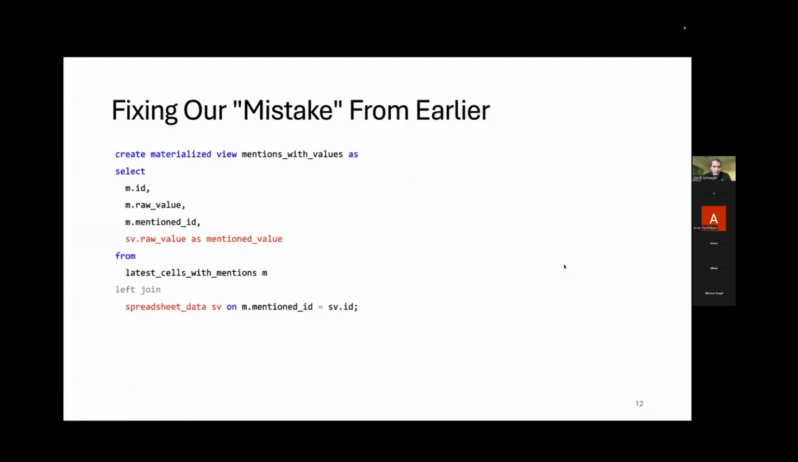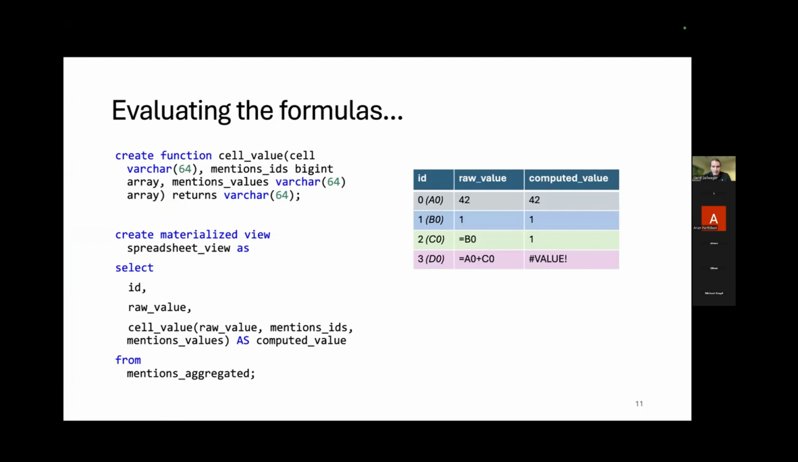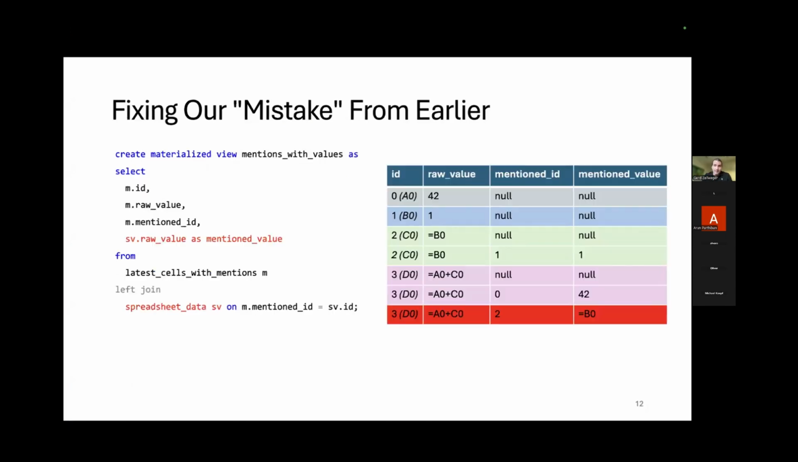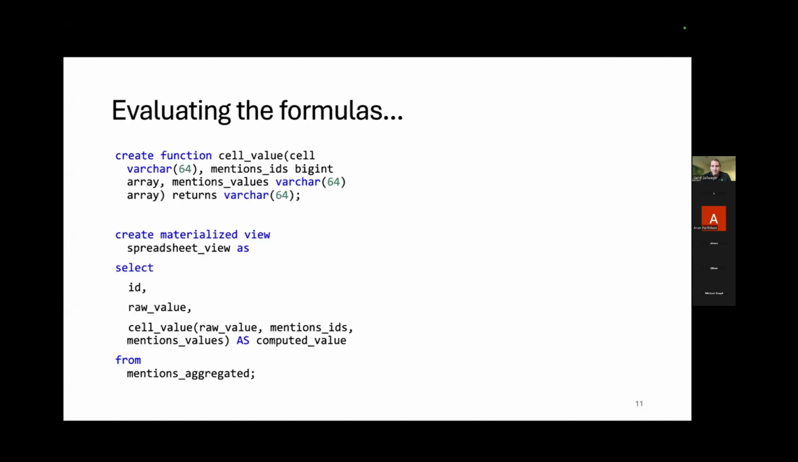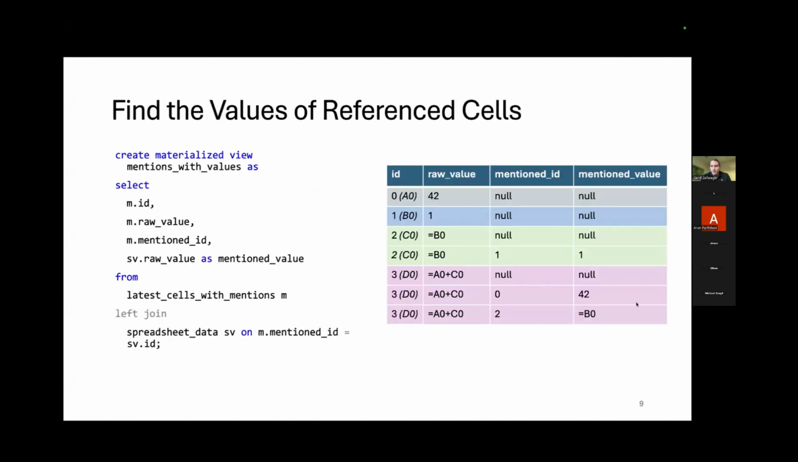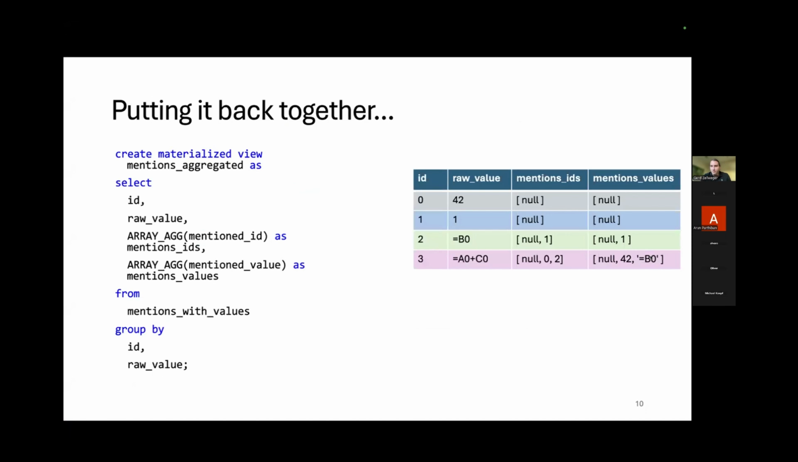So what happened, right, originally is that when we calculate this formula A0 plus C0, we had this mentions with values view that we computed originally. And we saw that for this last row entry here, it figured out that C0 mentions row number 2. And that row number 2 really has a raw value that we took here of B0, right? But then we propagated this B0 all the way to this view here, where we wanted to evaluate it.